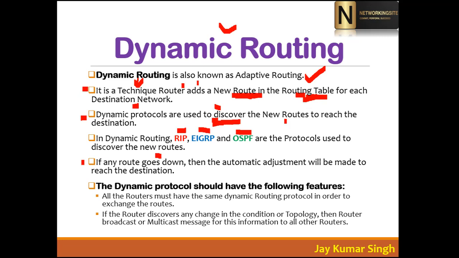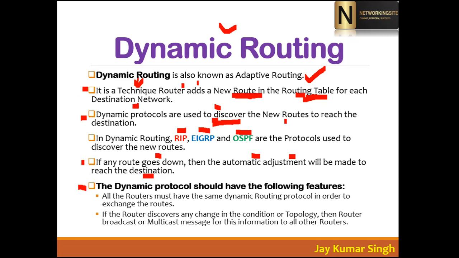Okay, and if a route goes down, when we are talking about dynamic routing, if any route towards the destination goes down, then an automatic adjustment will be made to reach that destination. It is automatic, with no need for manual work, like saying something is down, let me add some new routes, as we did in static routing. So this is not in dynamic routing.